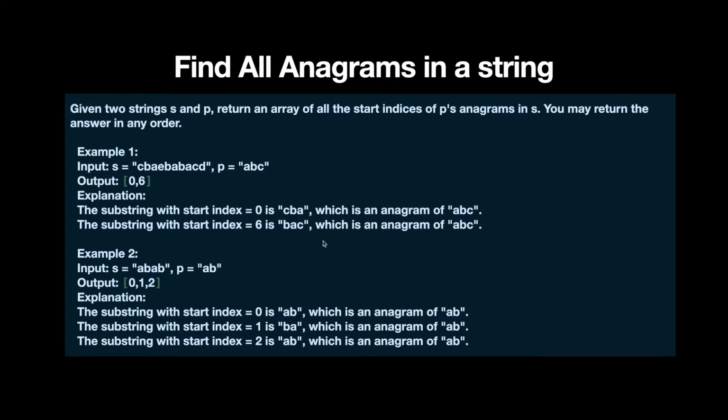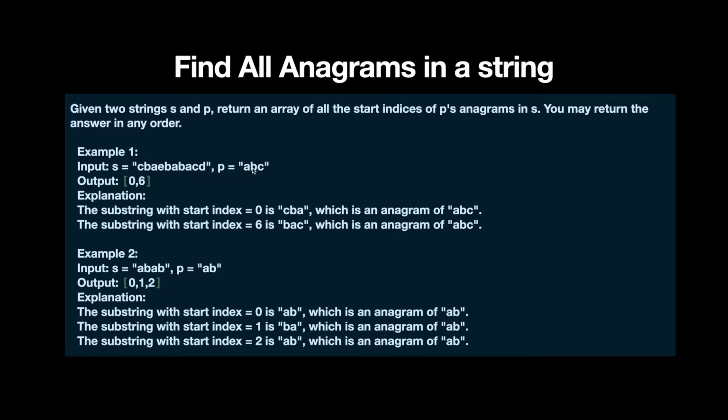So what is an anagram? If you have a string ABC, an anagram of the string would be BCA, BAC. It should be a string which has the same characters, and the frequency of those characters should be the same as in the original string, right? So what it's saying is, in the input we have two strings. One is S, this long string, and then this is P, right?